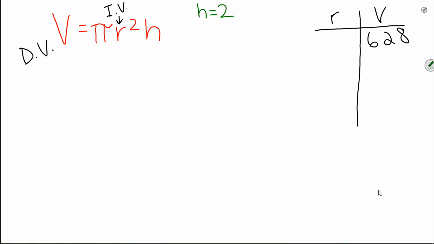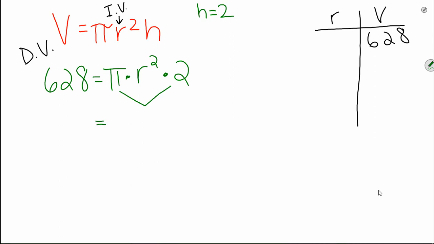So again, it goes back to our equation. In place of volume, we can put 628, have that equal to pi times r squared times height, and we know that height is always equal to 2. And then we can combine like terms, multiply pi and 2, and like stated earlier, pi is always going to be 3.14, so that's going to be 6.28, and then we times r squared.